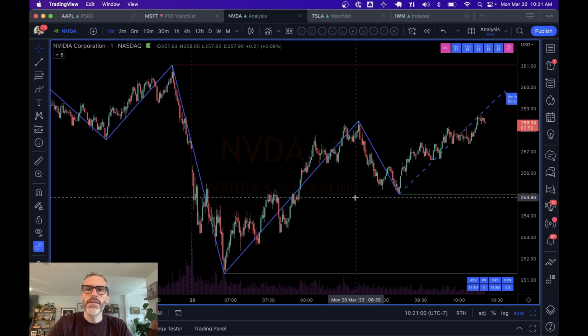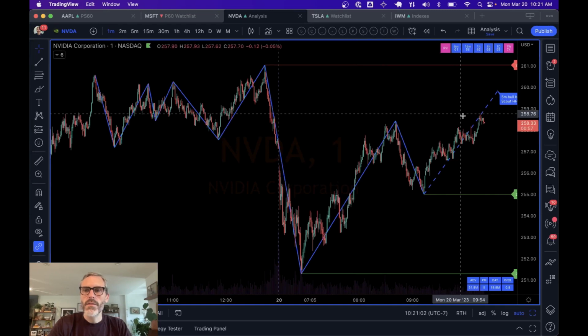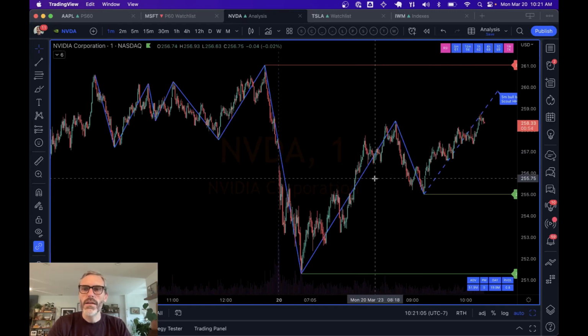So what the Trend Scout does is it cares about the 5 minute, the 15 minute, the 1 hour, the 4 hour, the daily, the weekly, and the monthly timeframes. So it'll draw pivots for those timeframes specifically.